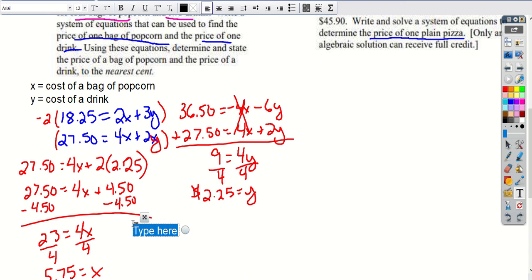And so a bag of popcorn costs $5, and a drink $2.25. And there's our first one.